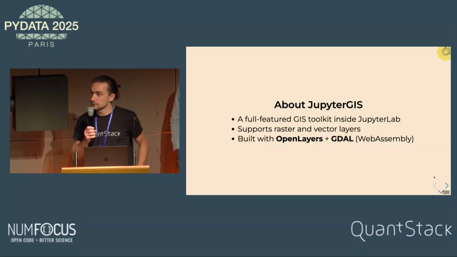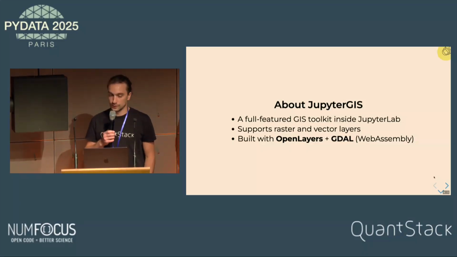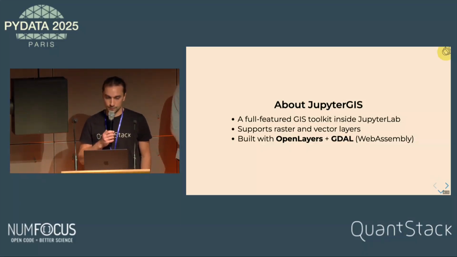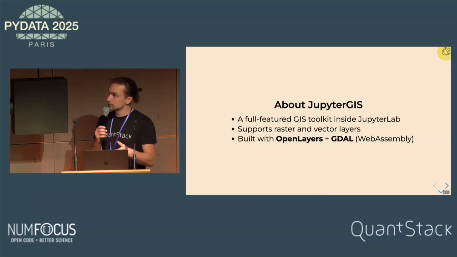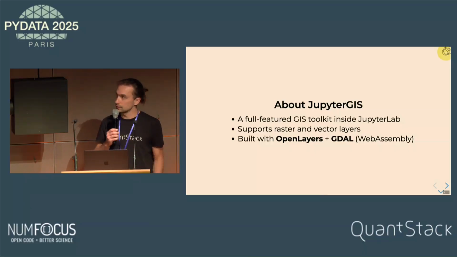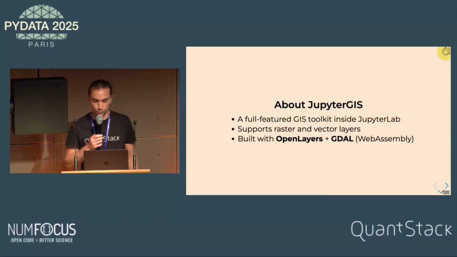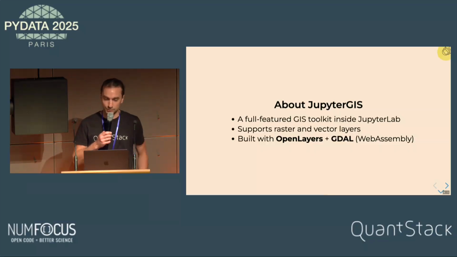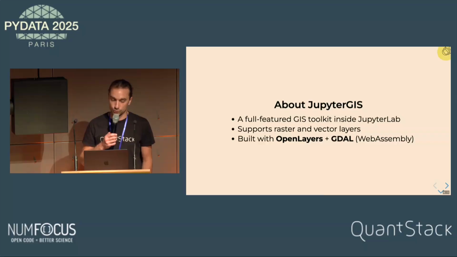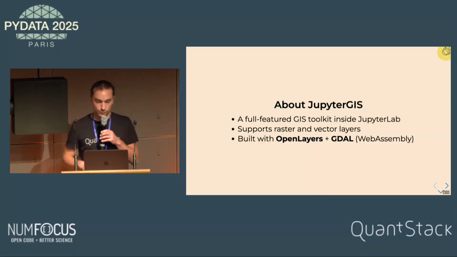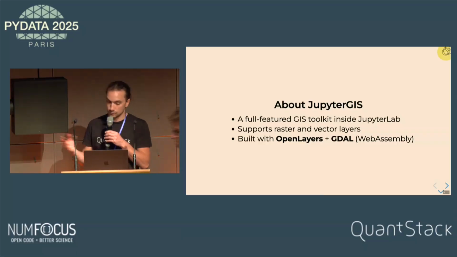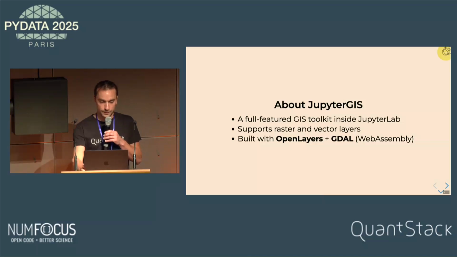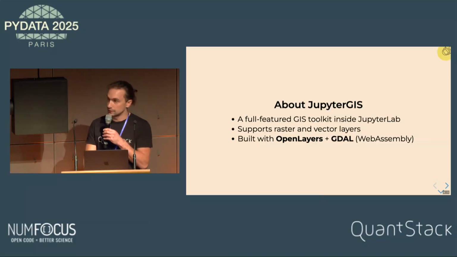Historically we started working on JupyterCAD first, and it was used as a good skeleton to start JupyterGIS next, or JupyterGIS. You can say both, I guess. So what is JupyterGIS? JupyterGIS is a fully collaborative GIS tool for JupyterLab. It supports raster and vector layers and multiple data types, and it's built using OpenLayers and GDAL.